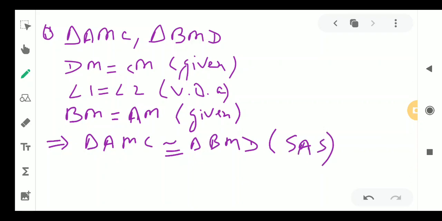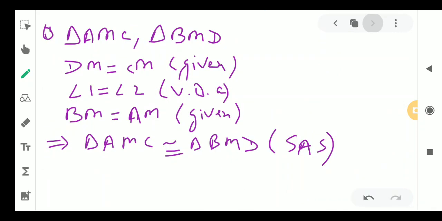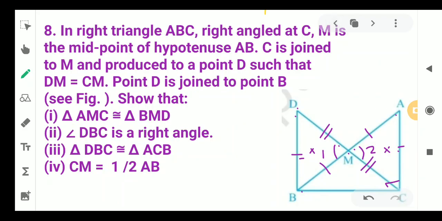Okay. Now if these two triangles are congruent, their corresponding parts will also be equal. So we can say this BD equals AC. So we can write this BD equals AC. Suppose this is result one, and the reason is CPCT. Besides this, if two triangles are congruent, then their corresponding parts will also be equal.